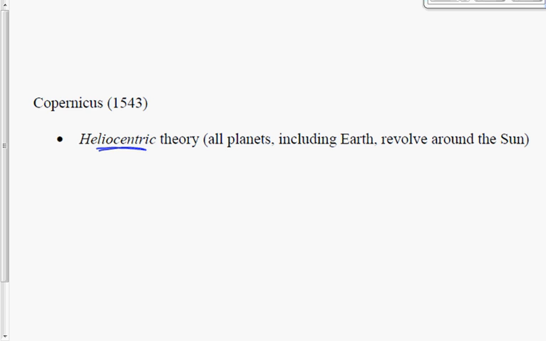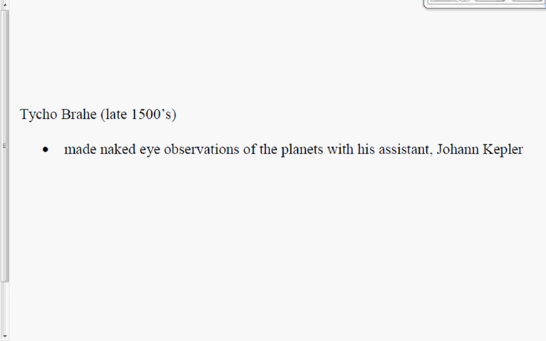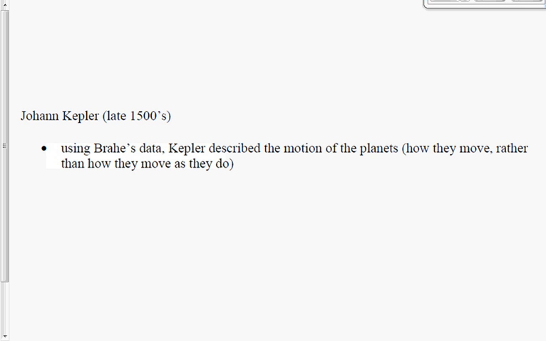And then finally, not finally, almost finally, we zoom forward about 50 years to Tycho Brahe. He's the P guy, remember? Okay, the gold nose and P guy. Late 1500s, he observed things. He measured angles, he measured distances, he measured times, and so on and so on, and then he died. But his assistant, Johann Kepler, took that data and did something with it.